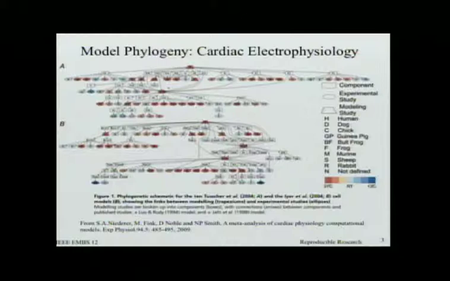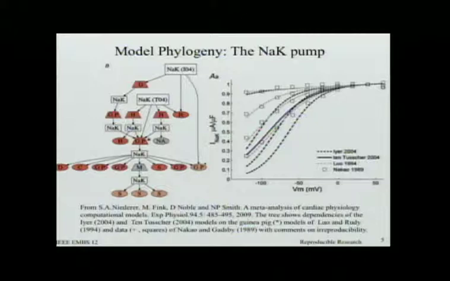Here's one kind of example. One of Peter Hunter's heritages is a really nice group coming out of Auckland, New Zealand. And Nick Smith and Steve Niederer put together an analysis of model phylogeny. Models are based one upon another, and errors propagate in these phylogenetic systems. This system, I'll enlarge it a little bit. Here's an example just of the sodium-potassium pump, and derived from early models. The actual data shown on the right panel as the squares comes from Nakao and Gadsby, and then there are various models that derived from it.